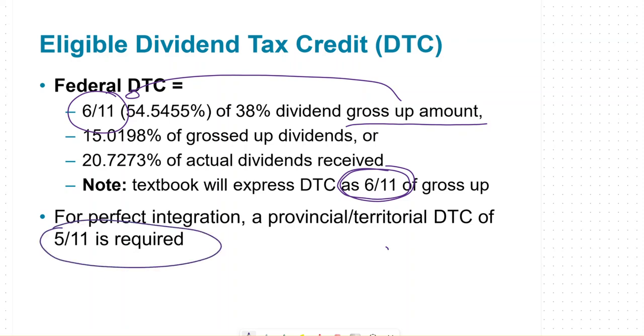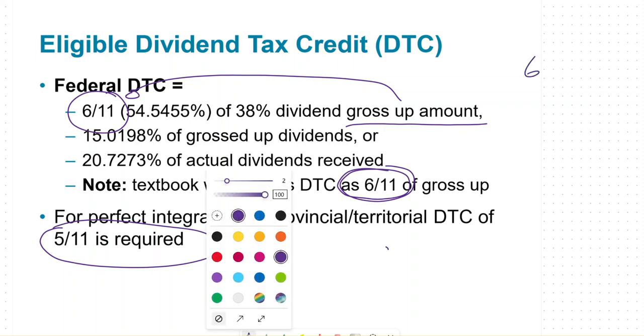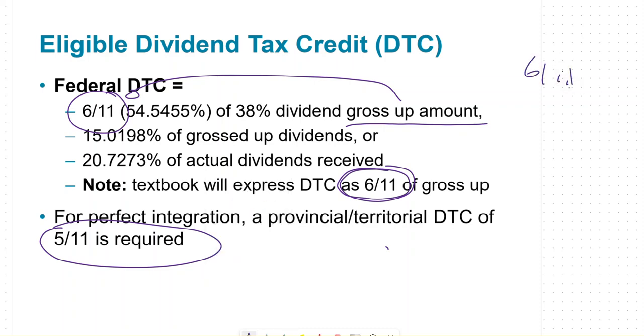So what we are doing is getting 2 credits. One will be your federal level, one will be your provincial level. The federal level will be 6/11, and your provincial level will be 5/11. You add both of them when you are calculating your dividend tax credit. You have 2 of them: one is 6 over 11 and the second one is 5 over 11, one federal and one provincial.